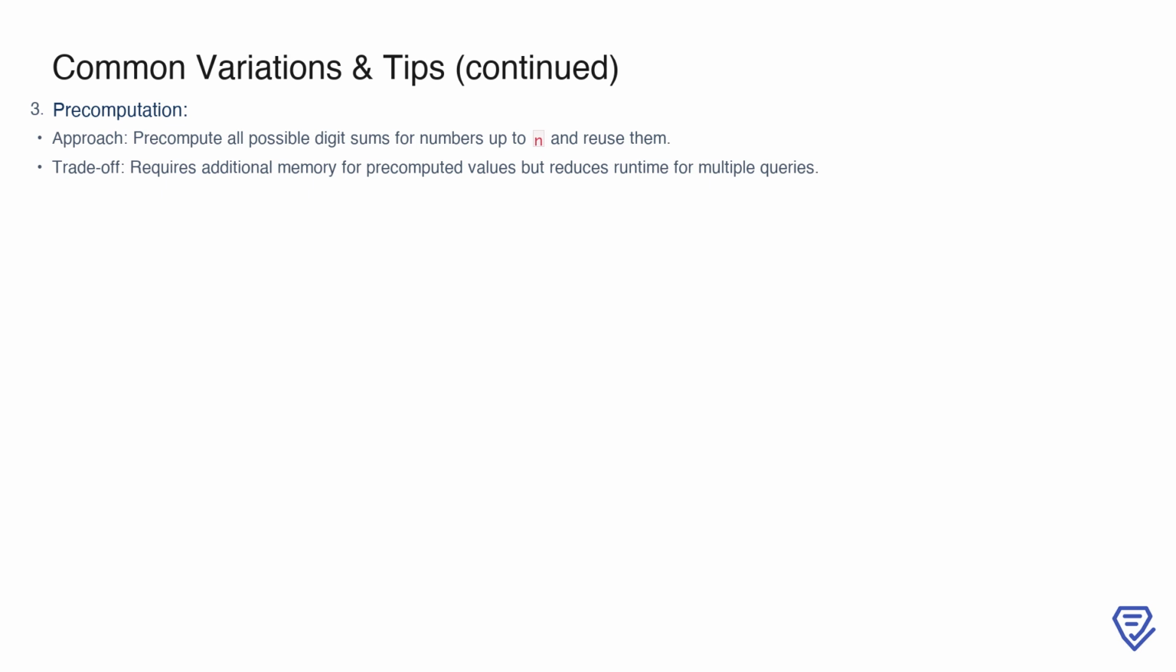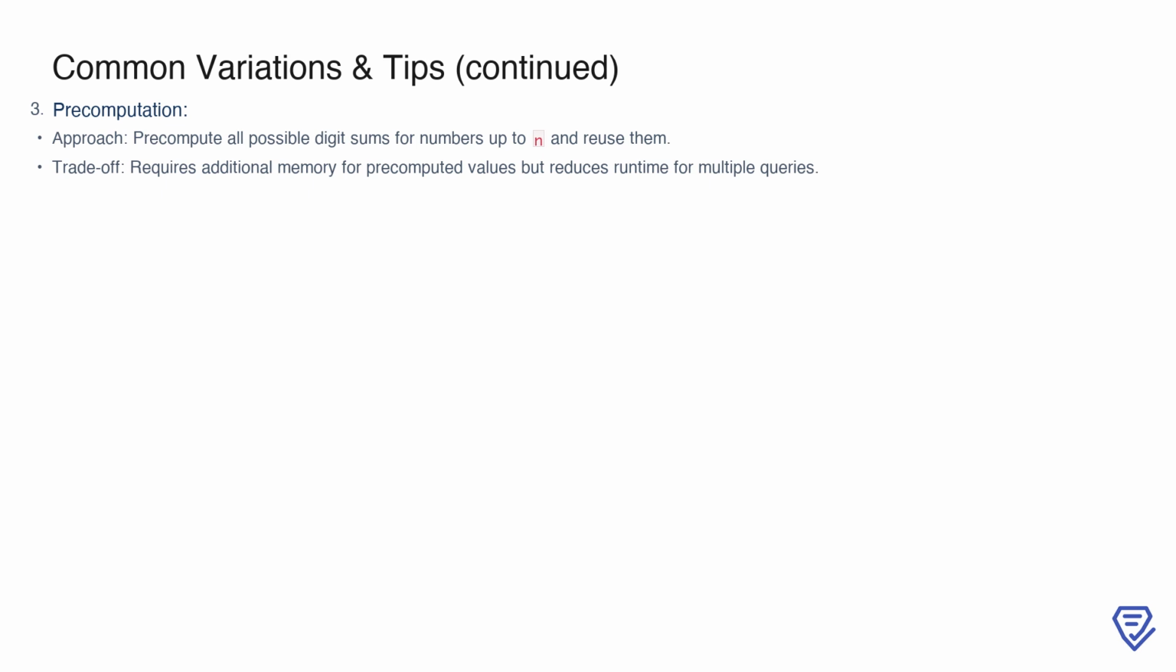Another efficient strategy is pre-computation. By pre-computing all possible digit sums for numbers up to n, you can reuse these values during the main computation. This approach reduces runtime, especially for scenarios with multiple queries, as you're no longer recalculating digit sums repeatedly. The trade-off here is the additional memory required to store the pre-computed values, but this is often a worthwhile exchange for the improved efficiency. Pre-computation is particularly valuable in competitive programming or real-time applications where reducing runtime is critical.